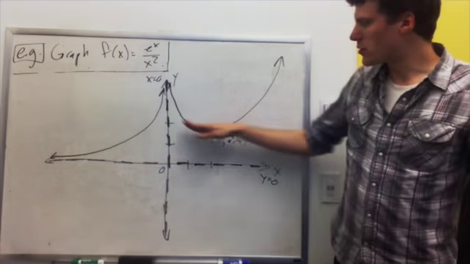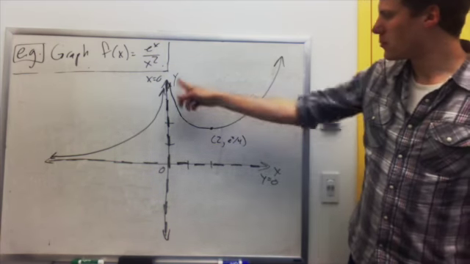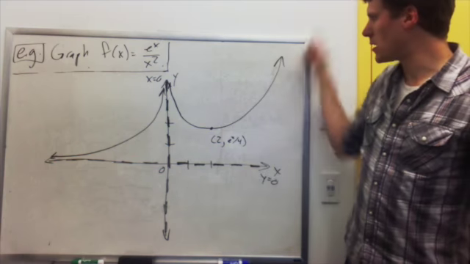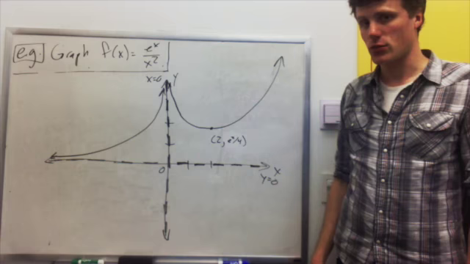All right, so as we approach 0 from the right, we go up to infinity. It's U-shaped. We reach a minimum at 2, and then it continues off to infinity. So this is our graph of e to the x over x squared.